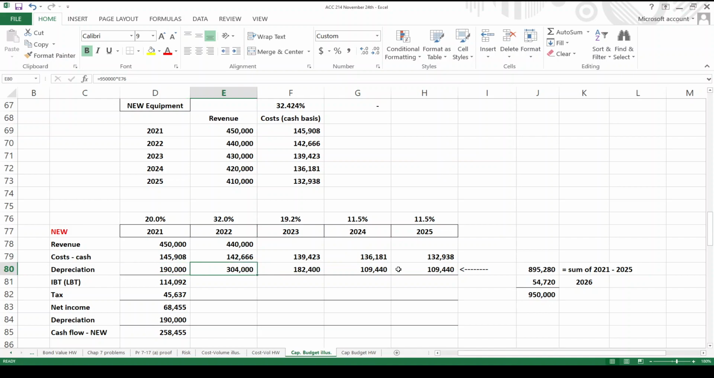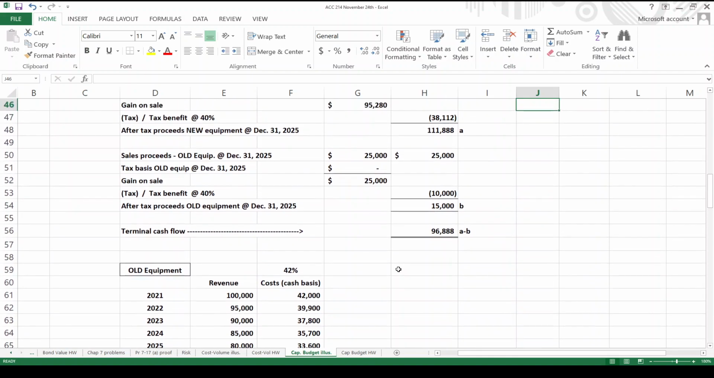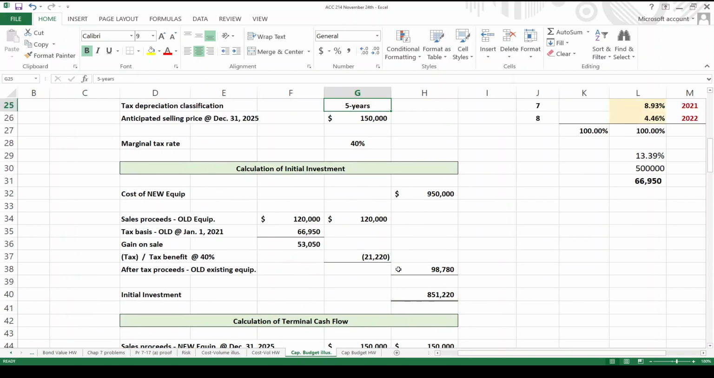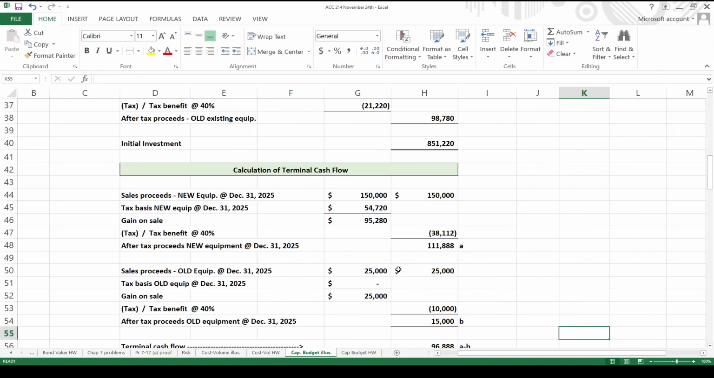The observant student will note that over here, we added together all of the depreciation, and you got 895,280. What we didn't get is the 2026 depreciation. That's that 05 number. You remember? That's this over here, right? That's 2026. .0576, the remaining book value, or remaining tax basis at the end of 25.